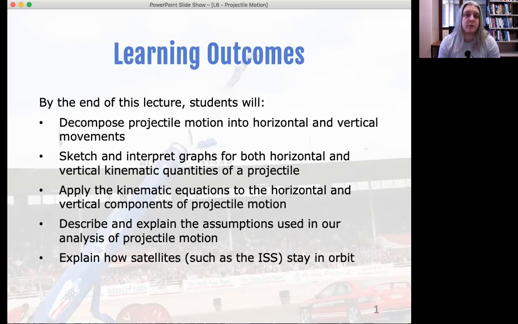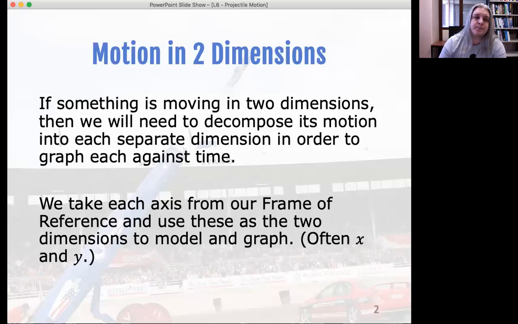Decomposing motion into horizontal and vertical. We've already talked about decomposing. We've already talked about frames of reference. So this is just saying, take your frame of reference and decompose vectors into that frame of reference. So nothing new there. Then we're going to talk about graphs for projectile motion. We're going to talk about the kinematic equations that we've already met, but for projectile motion. And we're going to talk about a few assumptions that we make. And then finally, we're just going to slightly, not off topic, but just slightly push projectile motion to its limits and talk about orbits such as the International Space Station.